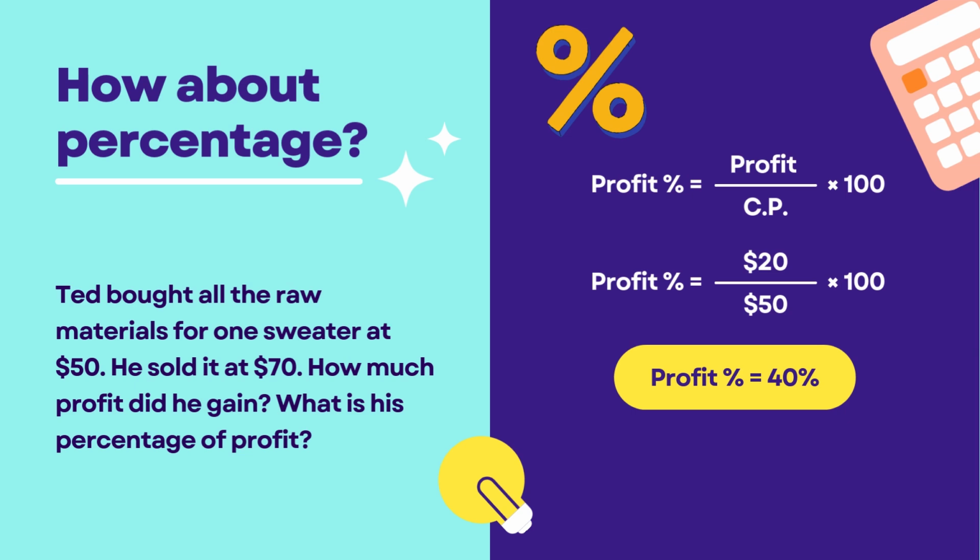Now let's solve this example about percentage. Ted bought all the raw materials for one sweater at $50. He sold it at $70. How much profit did he gain? And what's his percentage of profit? Let's solve it together here. Profit percentage is equal to the profit over the cost price times 100. The profit is given here as $20 and the cost price is given as $50. So $20 over $50 times 100. So the profit percentage will be equal to 40%.